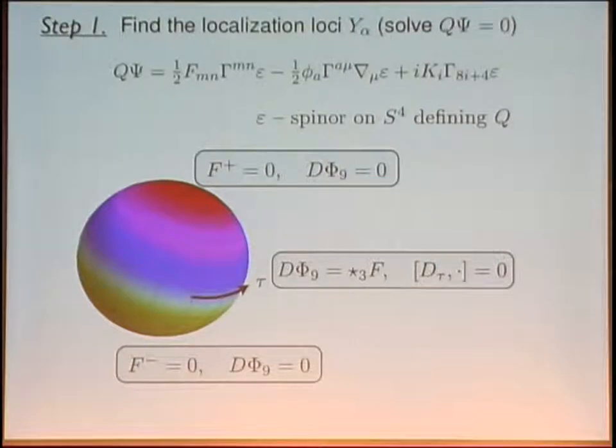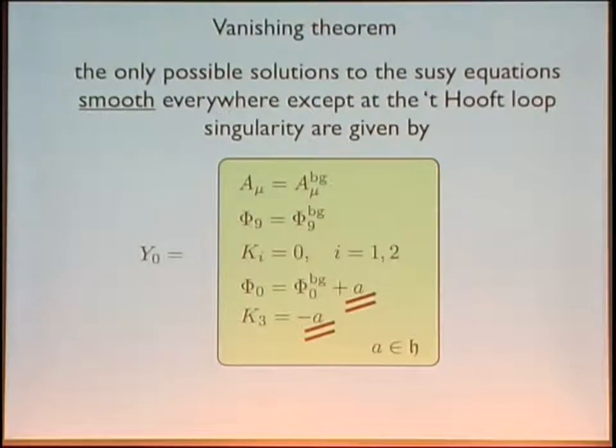I don't present the explicit form of the equations because it's not very illuminating, but here's the picture you try to keep. Now, the claim is that the only smooth solution of these equations, this so-called vanishing theorem that we were able to show, is given by this simple configuration.